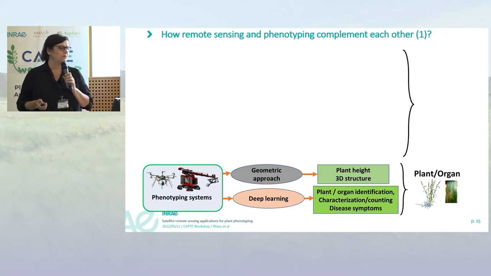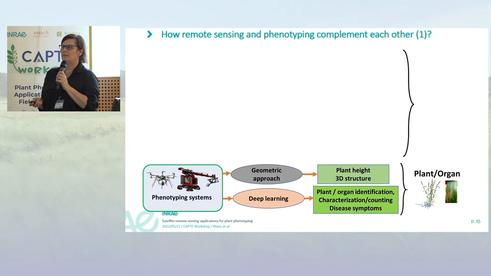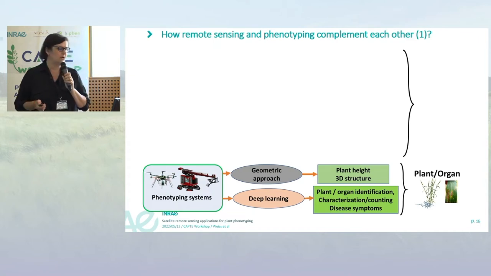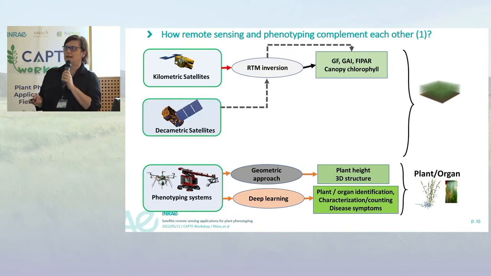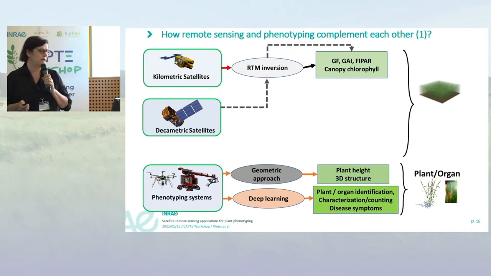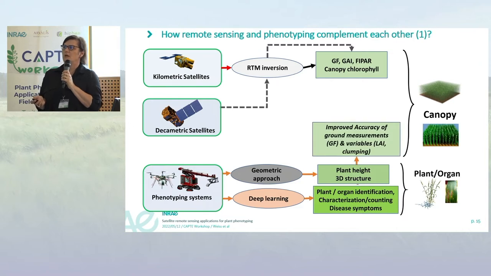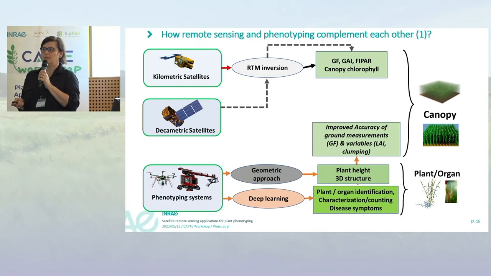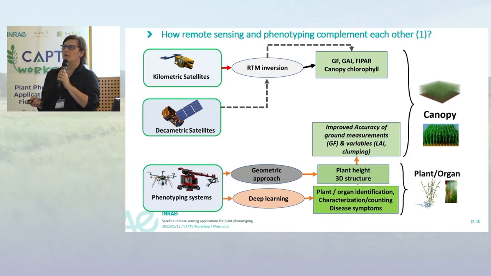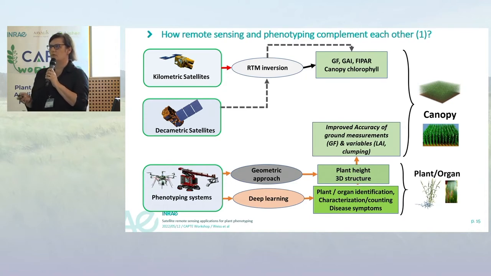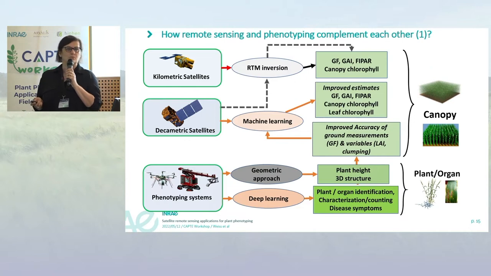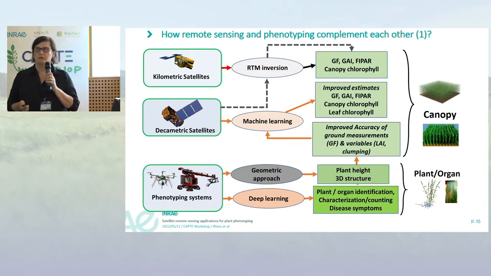So how can remote sensing and phenotyping complement each other? As we have seen a lot these days, you can get many variables at the plant and organ levels. With satellites, you have access only to few variables through radiative transfer model inversion. But thanks to all this data, we can improve the accuracy of ground measurements of green fraction and variables, like leaf area index and effective true value, so everything which is linked with the clumping. The idea is that you can use these better measurements with machine learning to also improve your estimates from remote sensing.